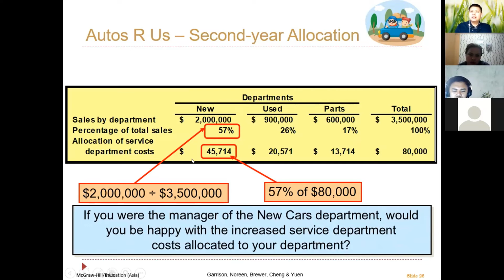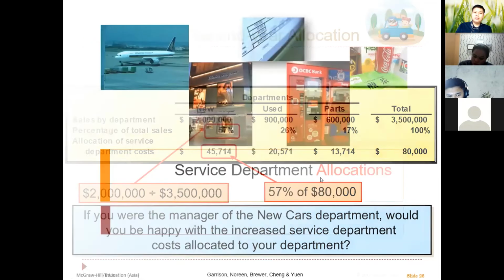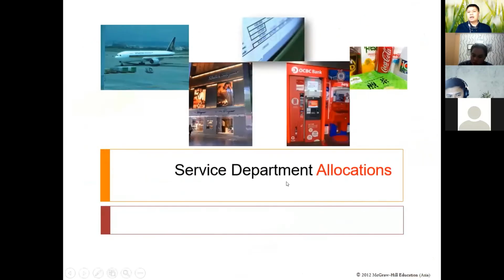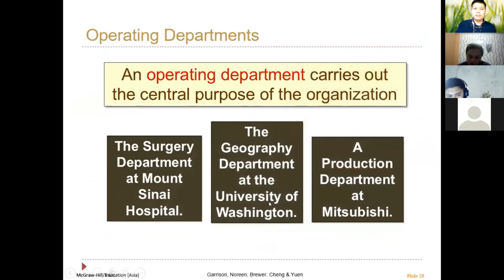Kasi nagdagdag siya ng sales eh. Masipag siya, di ba? From 1.5 to 2 million. And yet, that act of increasing sales is naragdagan yung kanyang allocated cost to the benefit, no, of the other departments na wala namang ginawa. Okay? So let's have some more service department allocations.